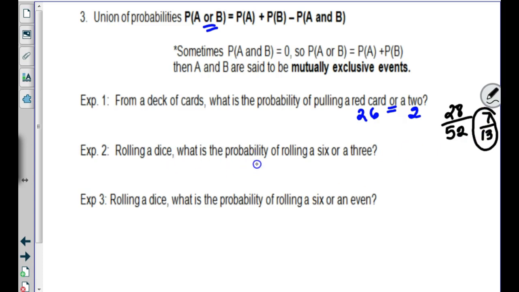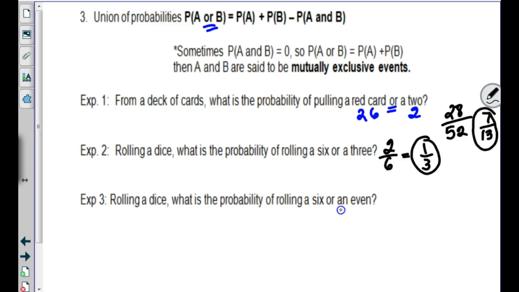If we're rolling a die, what is the probability of rolling a 6 or a 3? Okay. So this is saying I win if I get a 6 or a 3. So I have 2 out of 6 different ways that I'm a winner, or 1 out of 3. Everybody good? Would that have confused you on a quiz?